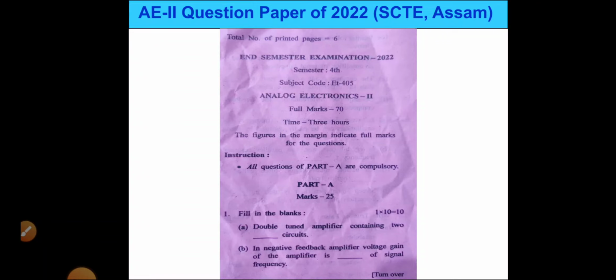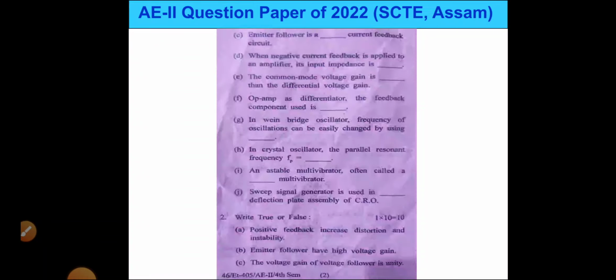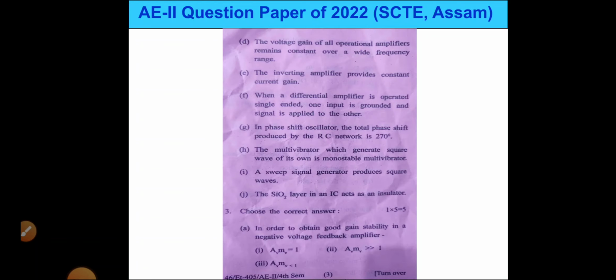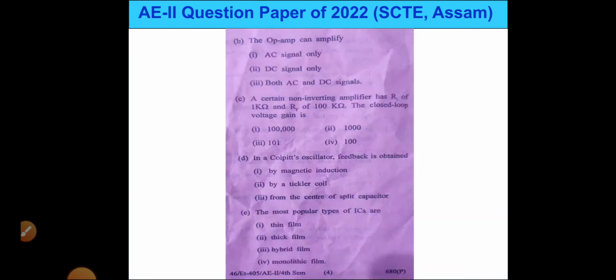The first question has 10 fill in the blanks. Question number 2 is write true or false, and here also 10 questions are there. These are short questions. Question number 3 is choose the correct answer, and here 5 multiple choice questions are there. Each and every question we are going to discuss in our upcoming slides.